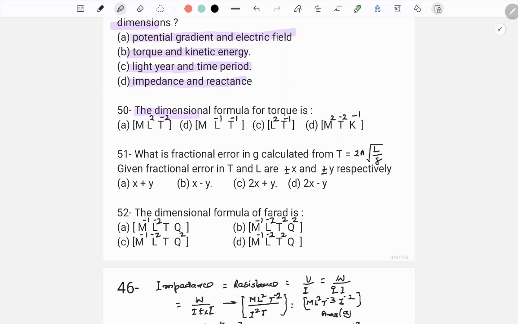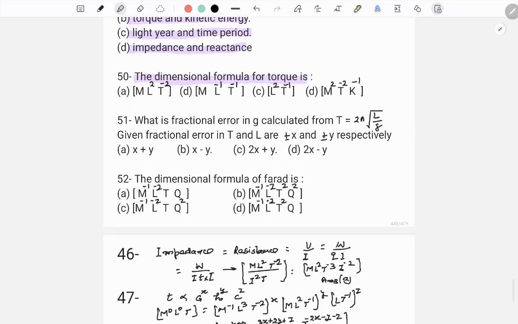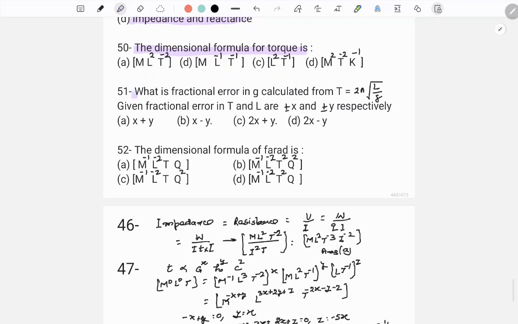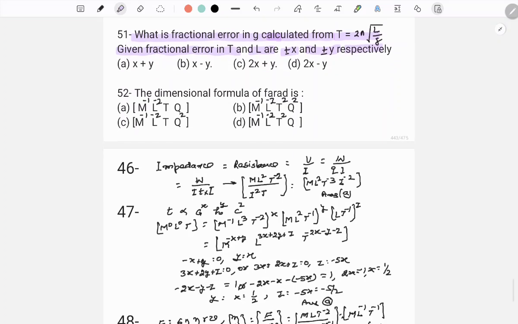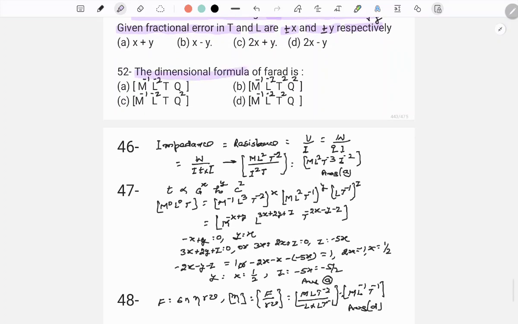50. The dimension formula of torque is. 51. What is the fractional error in G calculating from T is 2 pi root L by G, given fractional error in T and L are plus minus x and plus minus y respectively. 52. The dimensional formula of Farad is.